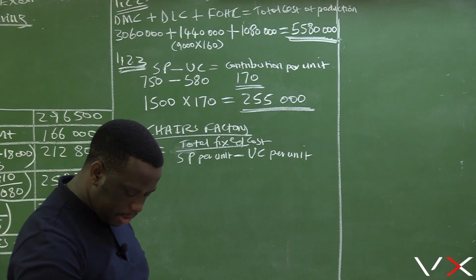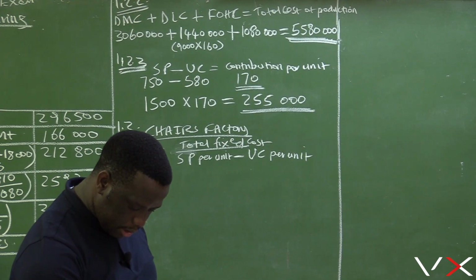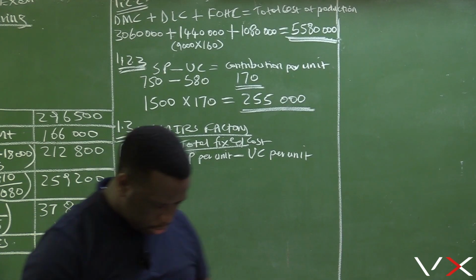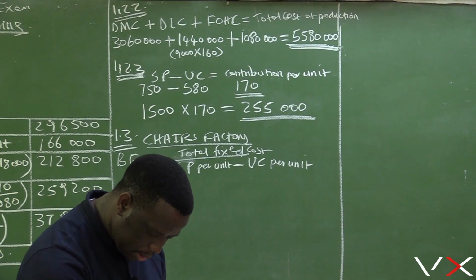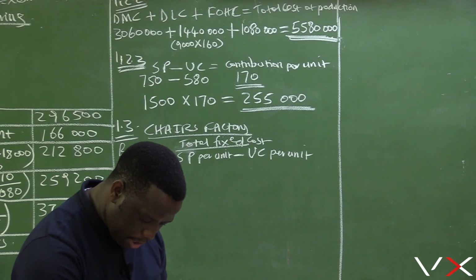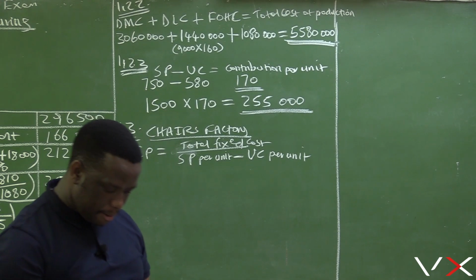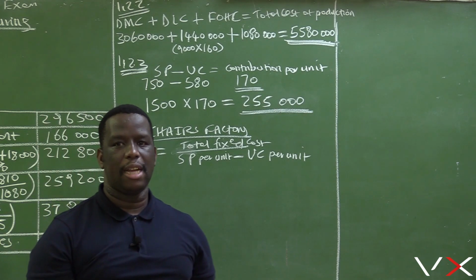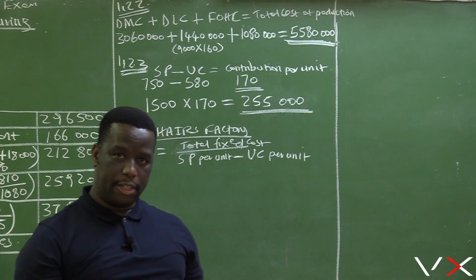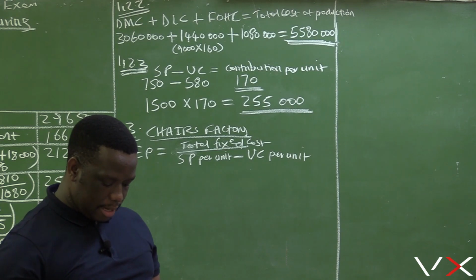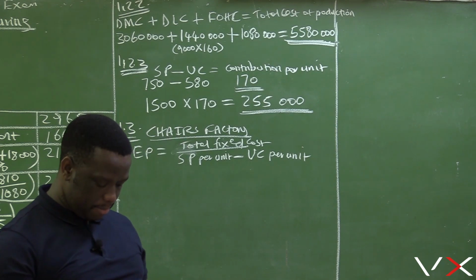The total fixed cost for chairs is not given. We are only given the fixed cost per unit for 2019. There is a factory overhead cost per unit of 76 Rand and an administration cost per unit of 20 Rand. Factory overheads and administration cost are regarded as fixed cost. You must always remember that. Variable cost will be your direct material, direct labor, and selling and distribution, but your fixed cost will be your factory overheads and your administration cost.